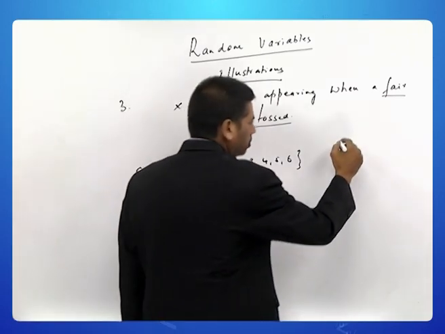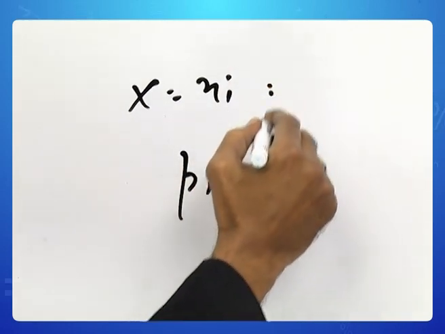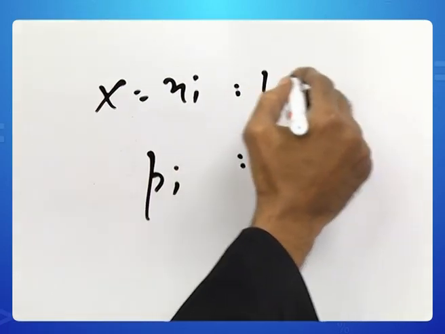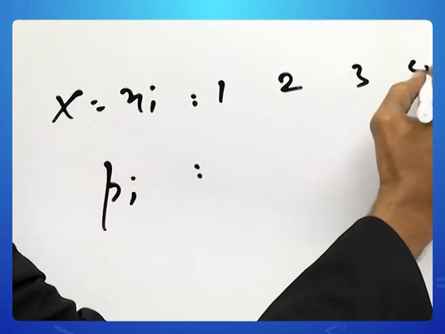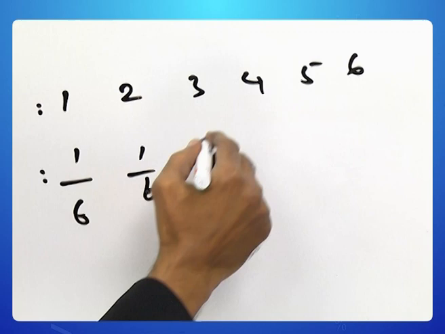So what is the distribution? X is equal to xi, pi: 1, 2, 3, 4, 5, 6, with all of them getting equal probabilities.